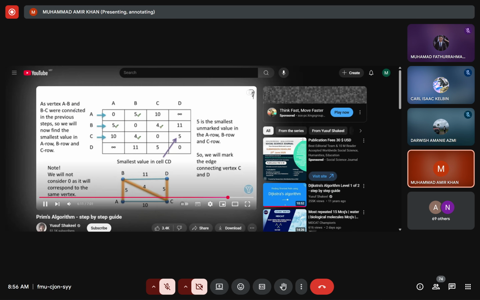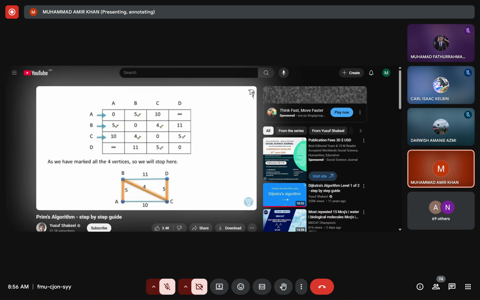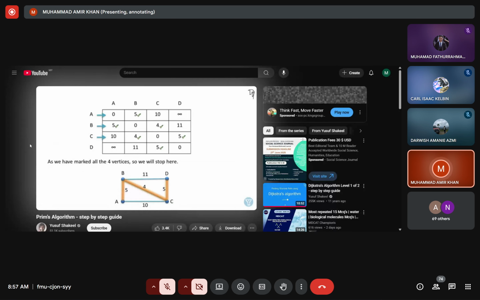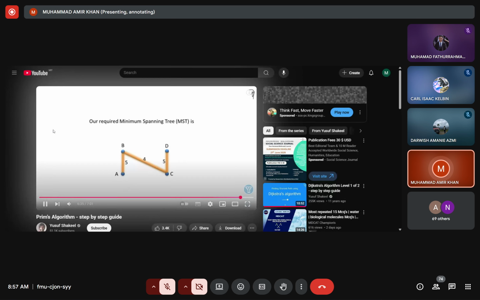Yes. So this is our MST, minimum spanning tree. We take the CD and DC cells, and as we have marked all 4 vertices, we'll stop now. Here we stop. Finally we just take the highlighted edges. So a spanning tree with 4 vertices and 3 edges. So our minimum spanning tree is this one. This is our MST.